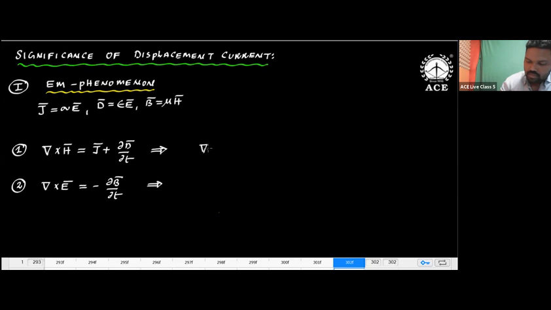So what happens to this one? Del cross H is equal to sigma into E plus dou by dou T into epsilon into E. This one, del cross E is equal to minus dou by dou T of mu into H, beta.